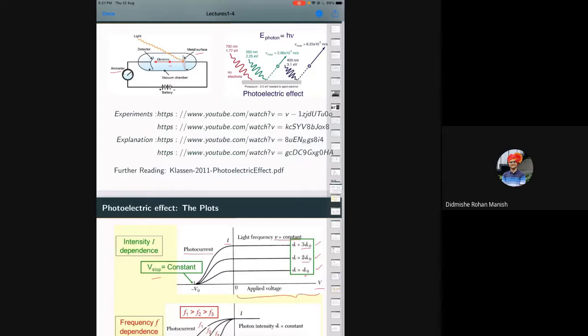Then when the applied voltage on the detector is positive, then you get the same current for the full positive range of voltages, because even if it is slightly positive, all the electrons will get attracted. Okay. But when it becomes negative, then slowly the current falls, which means fewer and fewer electrons are able to make it to the detector.